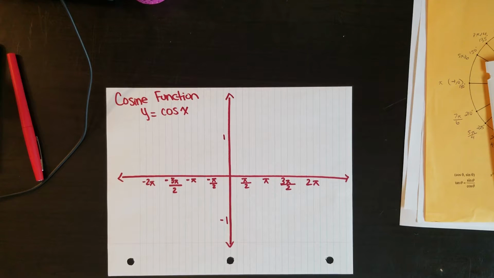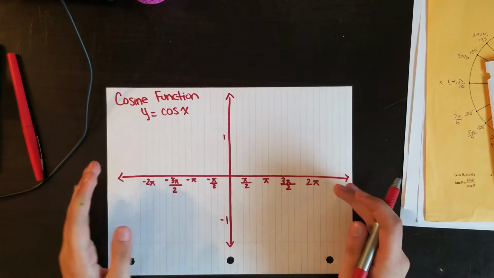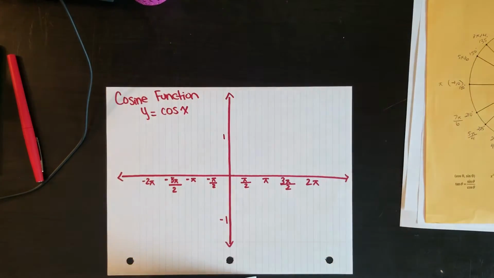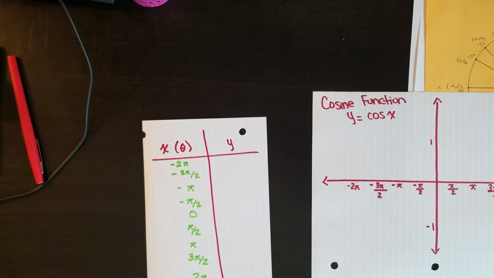So now we're going to look at graphing a cosine function. And to graph anything in general, the easy way to do it is to come up with a table of values that has your x values and your y values. So that's what we're going to do. We're going to create a table of values for our cosine function.